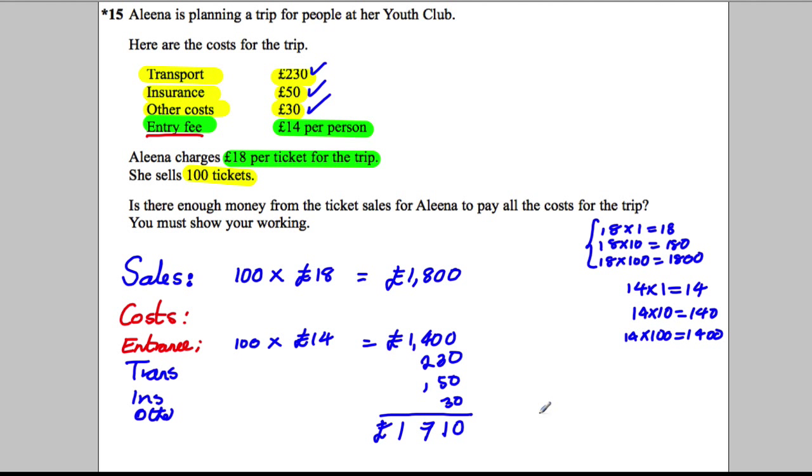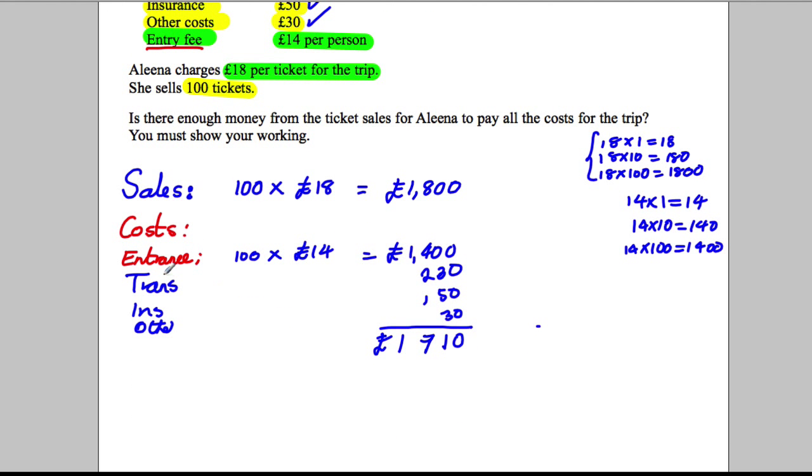So is there enough money? We must answer the final question. So our costs are 1,710. Our sales are that. So yes, there is enough. And in fact, we have £90 to spare. You don't have to write that, but £90 to spare.